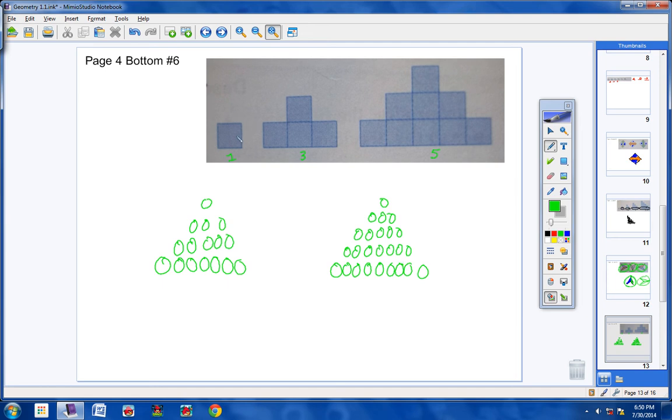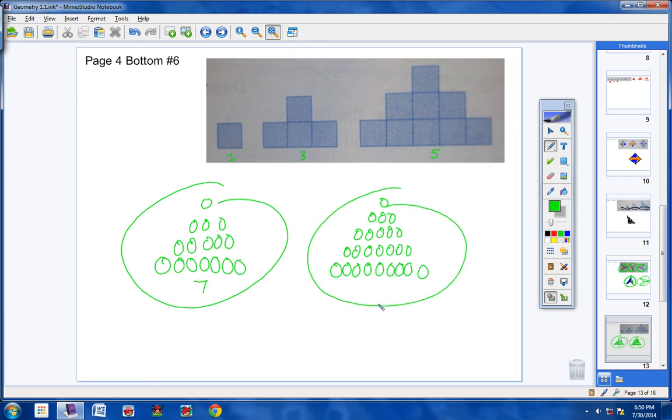The first figure had 1 block in the bottom, the next figure had 3 blocks in the bottom, the next figure had 5 blocks in the bottom, so the next figure here would have 7 blocks in the bottom, the next figure here would have 9 blocks in the bottom. And notice it goes 3 then 1, and then it goes 5, 3, 1, so this would be 7, 5, 3, 1, and this would be 9, 7, 5, 3, 1. Okay, just kind of using common sense and reasoning and looking for a pattern.